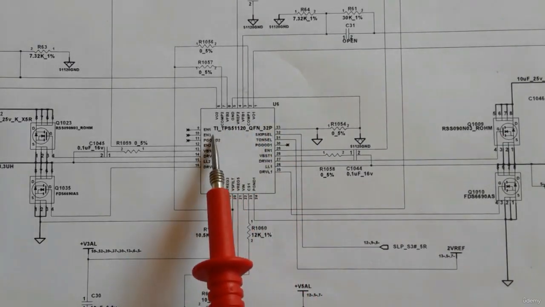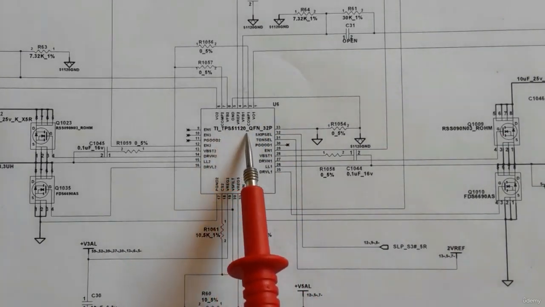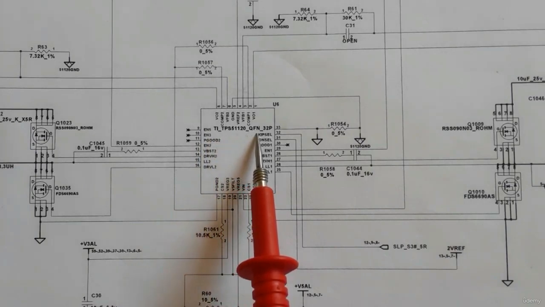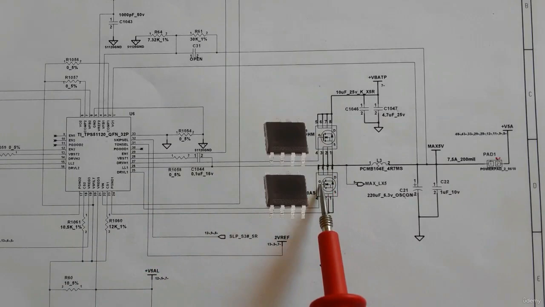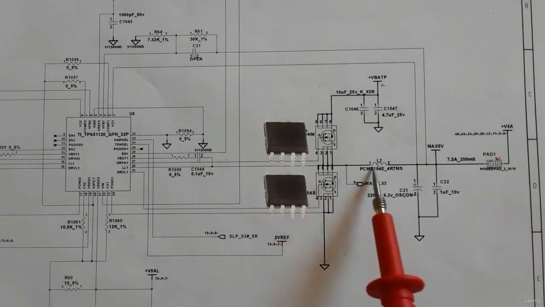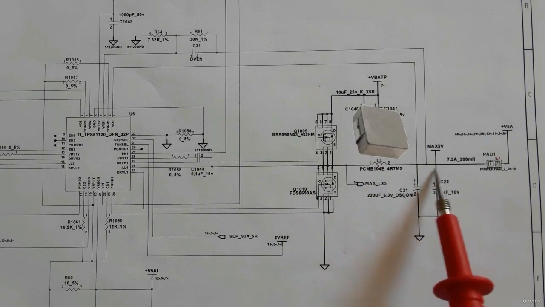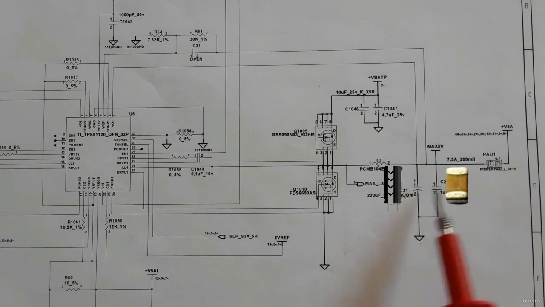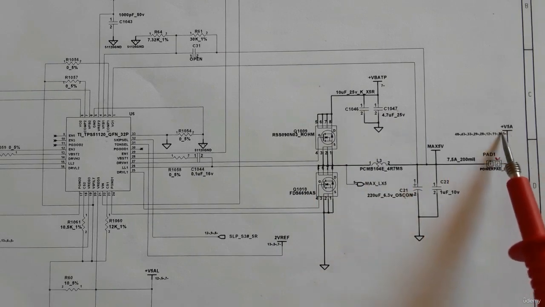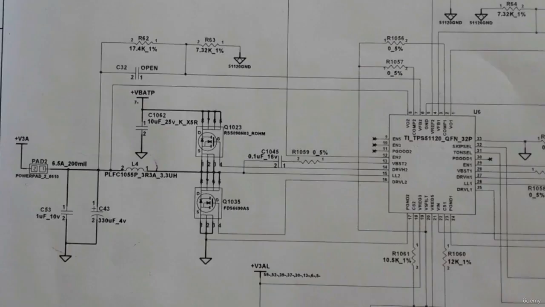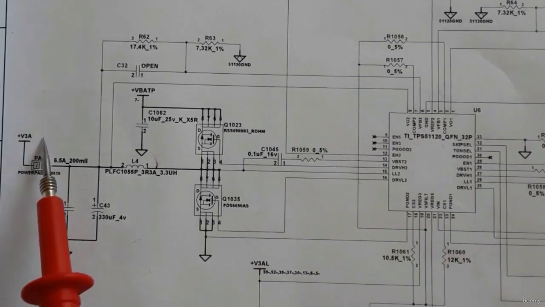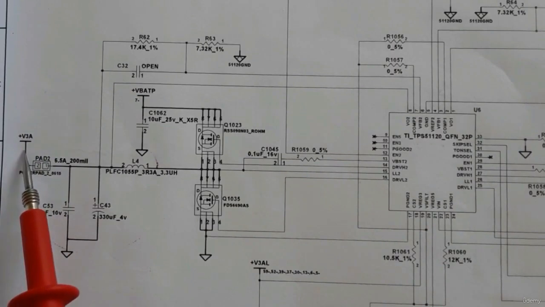Okay, here we have, as you can see, TPS51120. Okay, so here, as you can see, we have 2 MOSFETs. In the first channel, or the 5 volt channel, we have an inductor, 2 capacitors, and here we have plus 5 volt. We will get plus 5 volt in this channel.